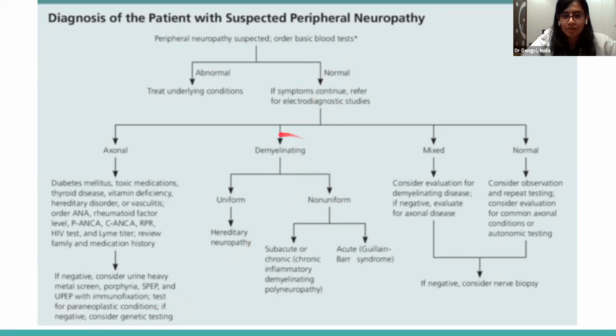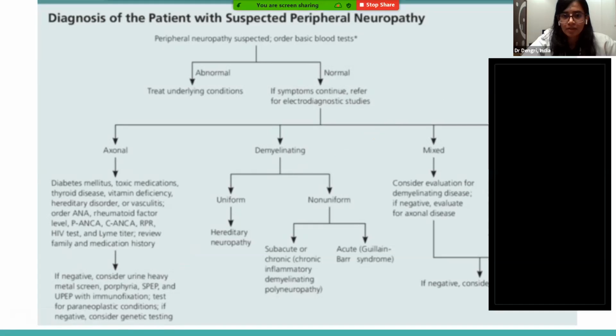If the patient shows the demyelinating pattern on electrodiagnostic study and the condition is uniform, then it will most probably be hereditary. If it is demyelinating and non-uniform, then if it is acute, think about GBS. If it is subacute or chronic, think about CIDP. If it is mixed, axonal as well as demyelinating, first think about demyelinating as demyelinating disorders are more common. If everything comes negative after investigation for demyelinating, go for axonal and do this.